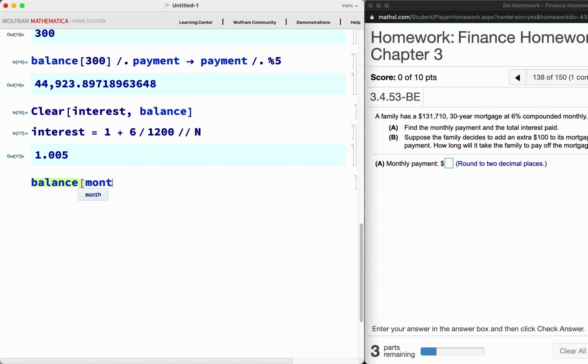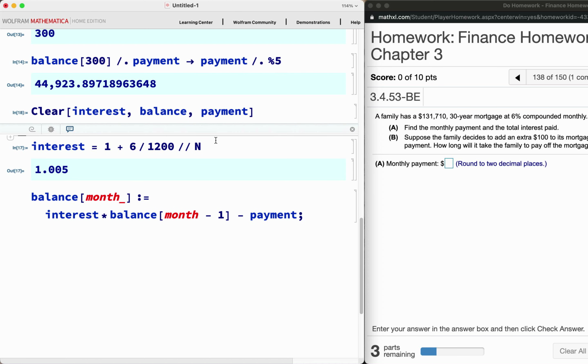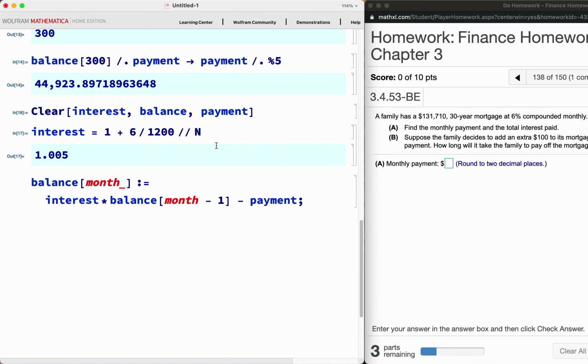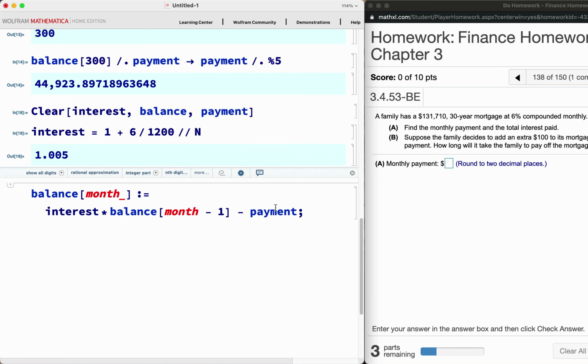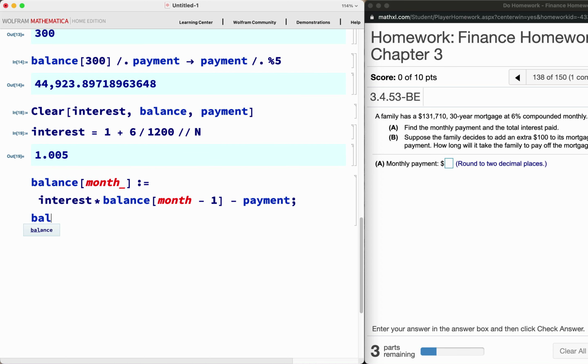Balance of month is equal to the interest times the balance of the previous month minus my payment. And notice I don't have to clear payment here. I don't have to clear payment because payment was never really defined. Okay? And then balance of 0.